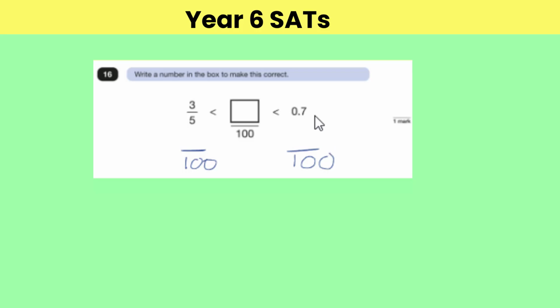So 0.7 is 7/10, which means it's 70 over 100, and 3/5 is 6/10, which means it's 60 over 100. So this number here can be anything between 60 and 70. 61 would work, or 69 would work. I'm just going to go right in the middle and put 65 over 100, but any number from 61 to 69 would be correct here.